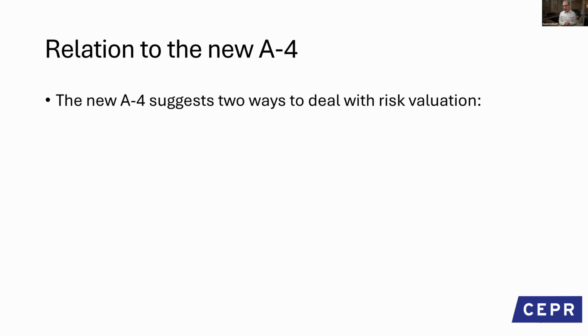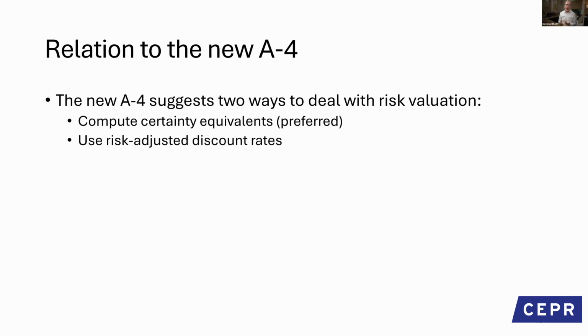Okay. So I just want to quickly cover the relationship to the new A4, the discounting guidelines. In A4, they have 2 recommendations for how you might deal with risk valuation. One is that you can compute the certainty equivalent of uncertain payoffs, and then discount those at the risk-free rate. And I think that's their preferred method. That's a fine way to do it if you get the computation of the certainty equivalent right, which is not easy, maybe something to discuss later on. Or they also allow the use of risk-adjusted discount rates. They say that can also be done.